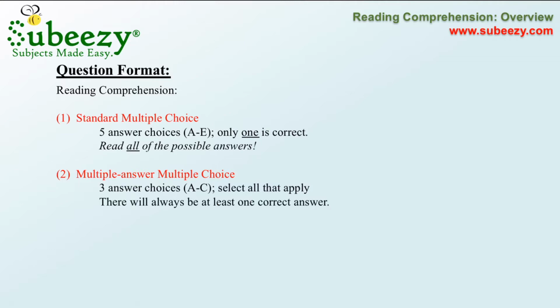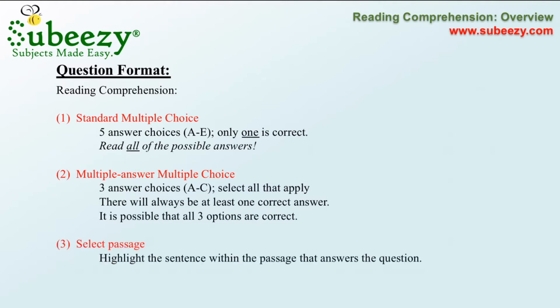And it is possible that all 3 options are correct. And in that case, you need to select A, B, and C. And there is no partial credit, meaning if both answer A and B are correct, and you only answered A, you will not get credit for that question. And the third question type for reading comprehension is select passage. In these questions, you will be asked to highlight the sentence within the passage that answers the question.